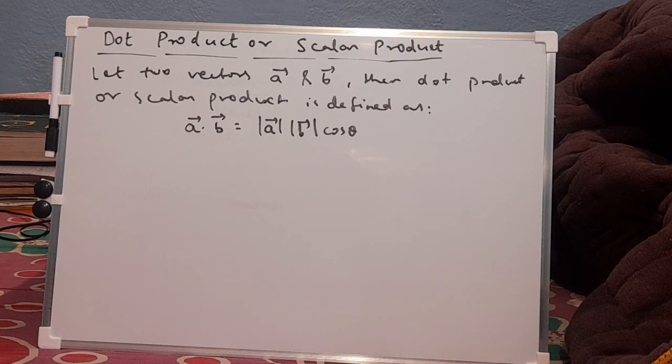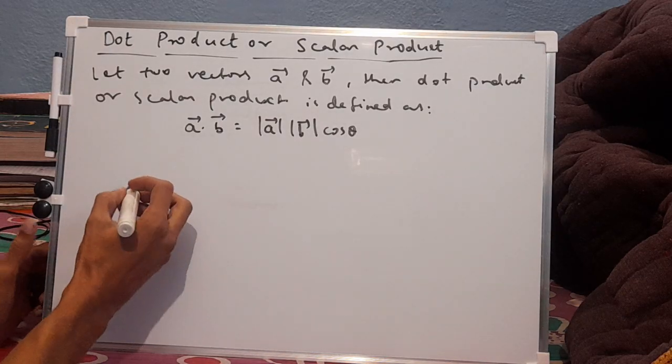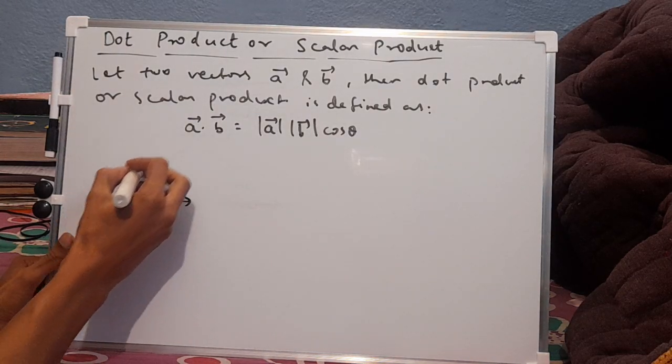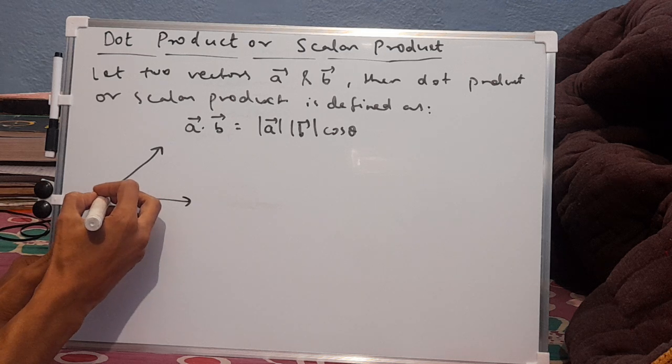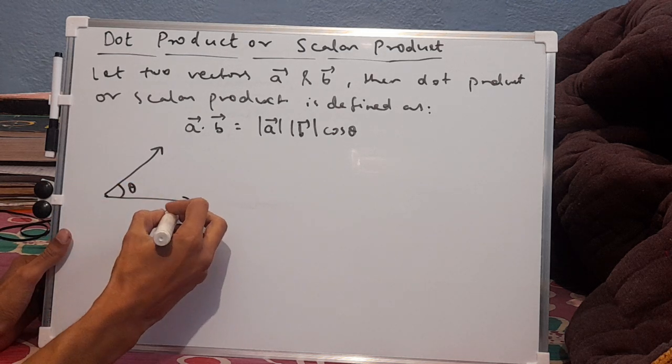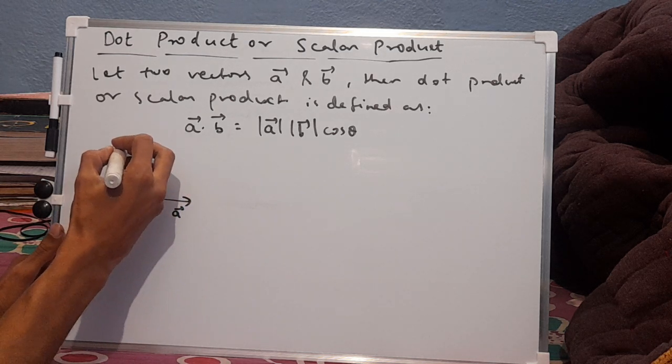Given two vectors A and B, the dot product or scalar product is defined as A dot B equals magnitude of A, magnitude of B, and cos theta, where theta is the angle between the vectors A and B. We can see it geometrically as well. Suppose we have vectors A and B, and the angle between these vectors is theta. This one is vector A and this one is vector B.